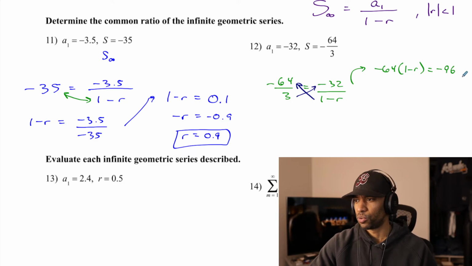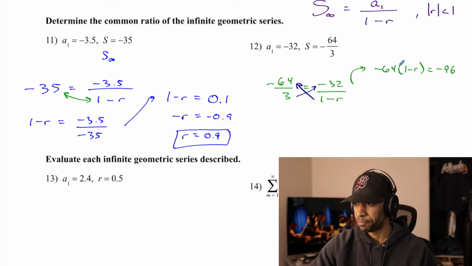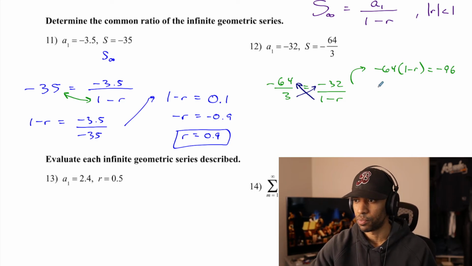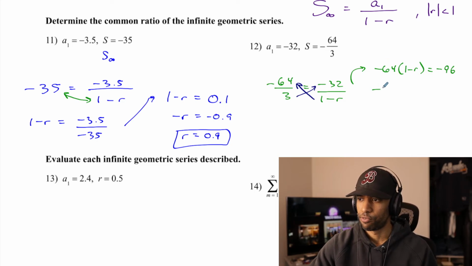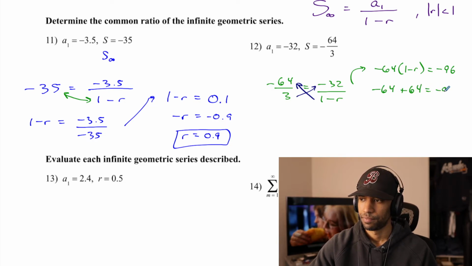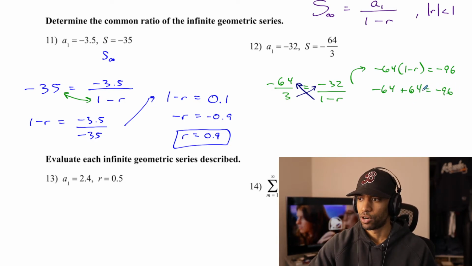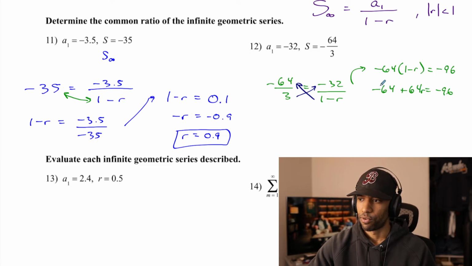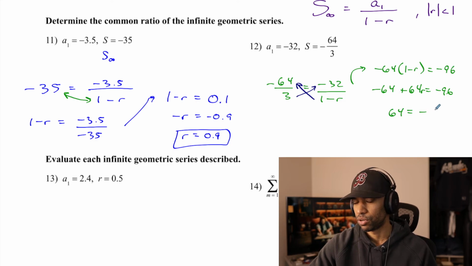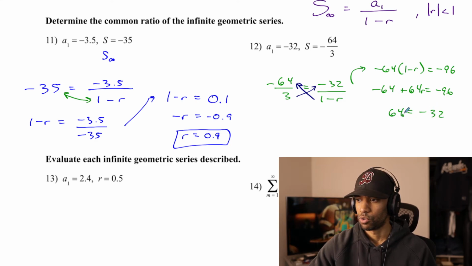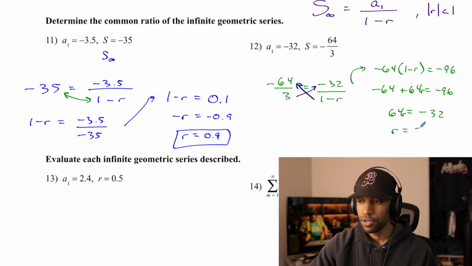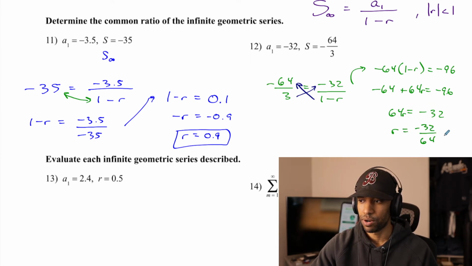You could distribute or divide. I'm going to distribute to save fraction face for now. We'll get a fraction as an answer later, and we'll deal with it when we get there. So negative 64 times 1, negative 64 times negative r. I add 64 to both sides, and I get 64 equals negative 32 r. And I divide both sides by 64, and I get r equals negative 32 over 64, which is negative 1/2.